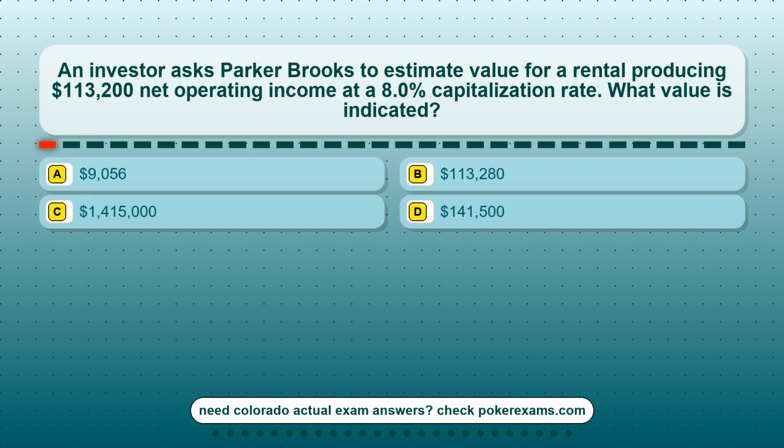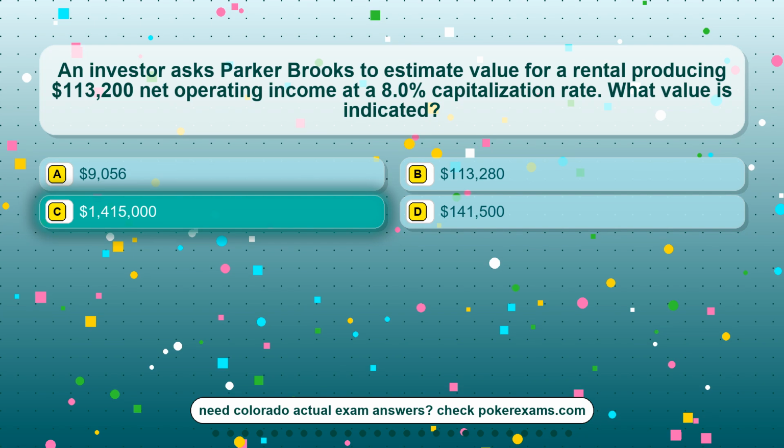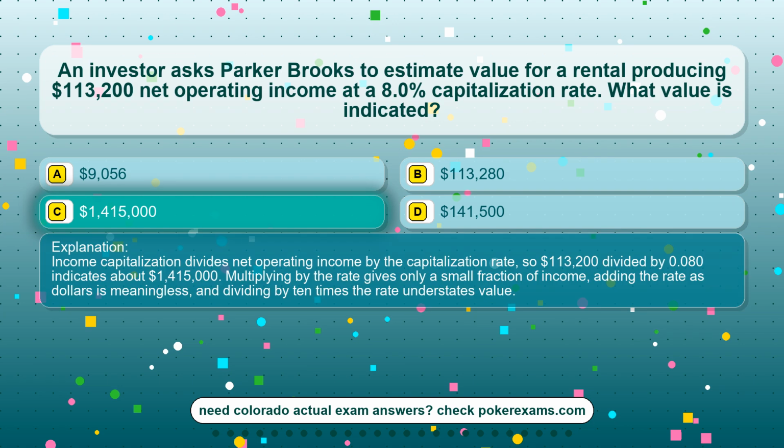The correct answer is option C, $1,415,000. Income capitalization divides net operating income by the capitalization rate, so $113,200 divided by 0.080 indicates about $1,415,000. Multiplying by the rate gives only a small fraction of income, adding the rate as dollars is meaningless, and dividing by 10 times the rate understates value.